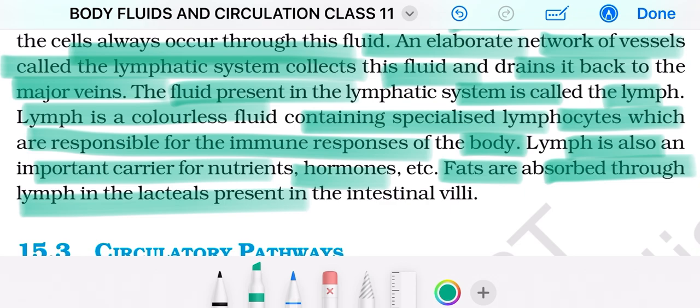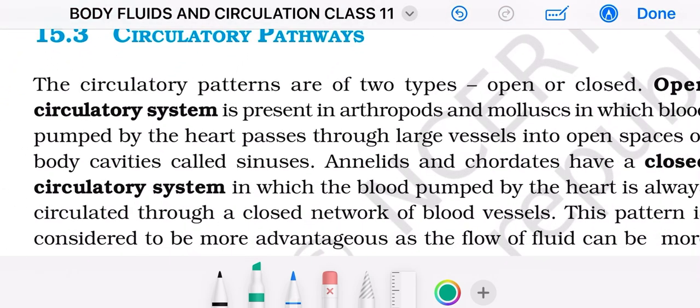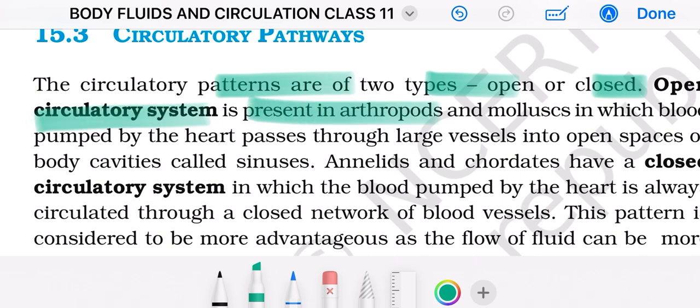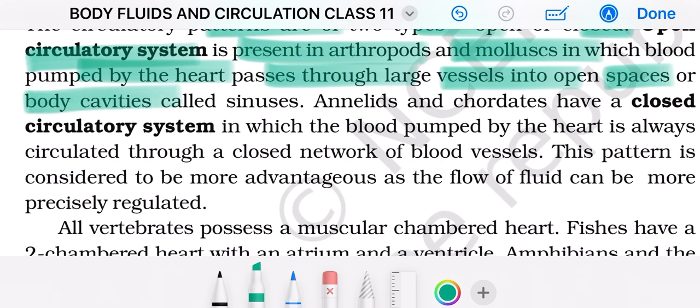Now moving ahead, circulatory pathways. The circulatory patterns are of two types, open and closed. Open circulatory system is present in arthropods and mollusks, in which blood is pumped by the heart, passes through large vessels into open spaces or body cavities called sinuses, and limbs are absent here.